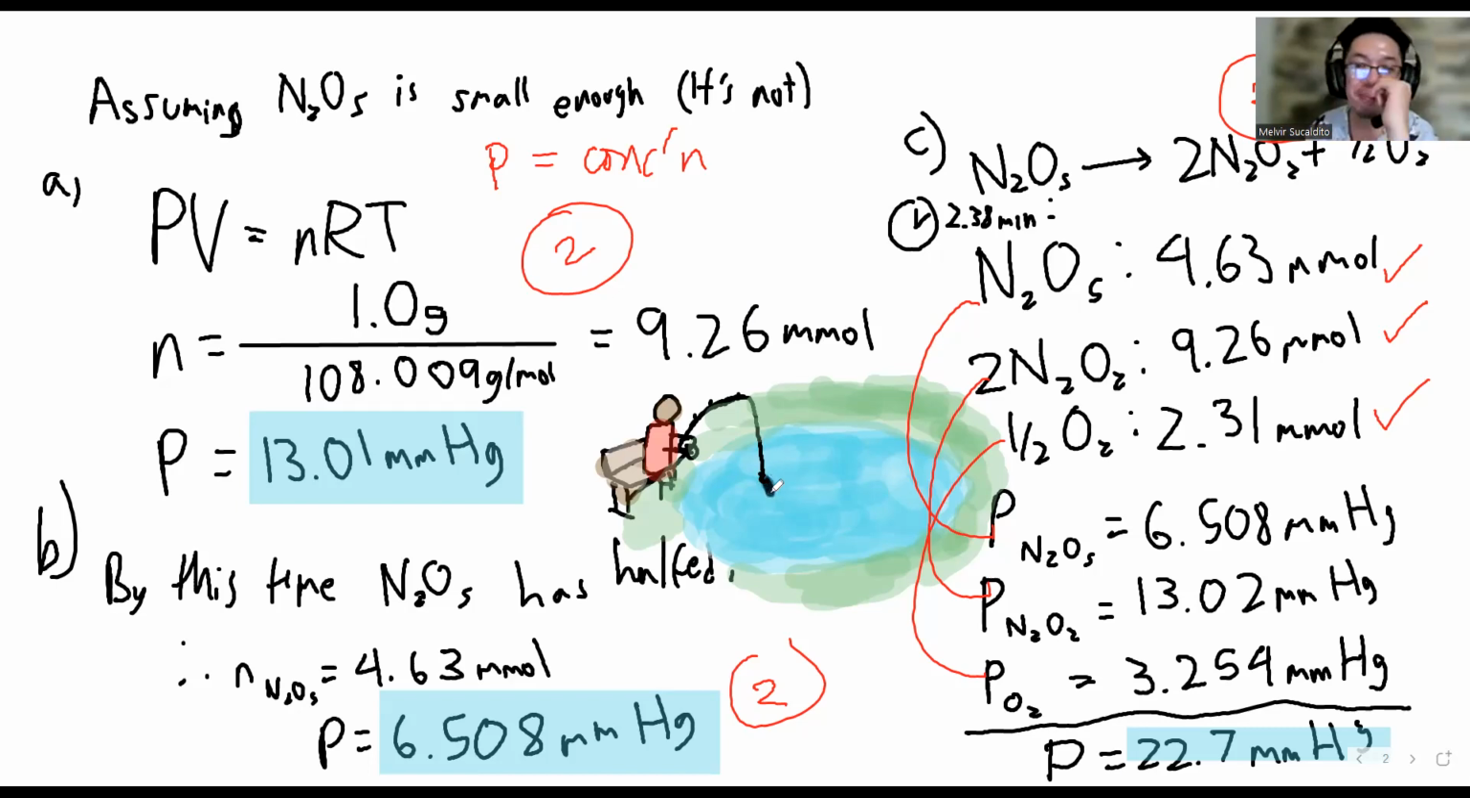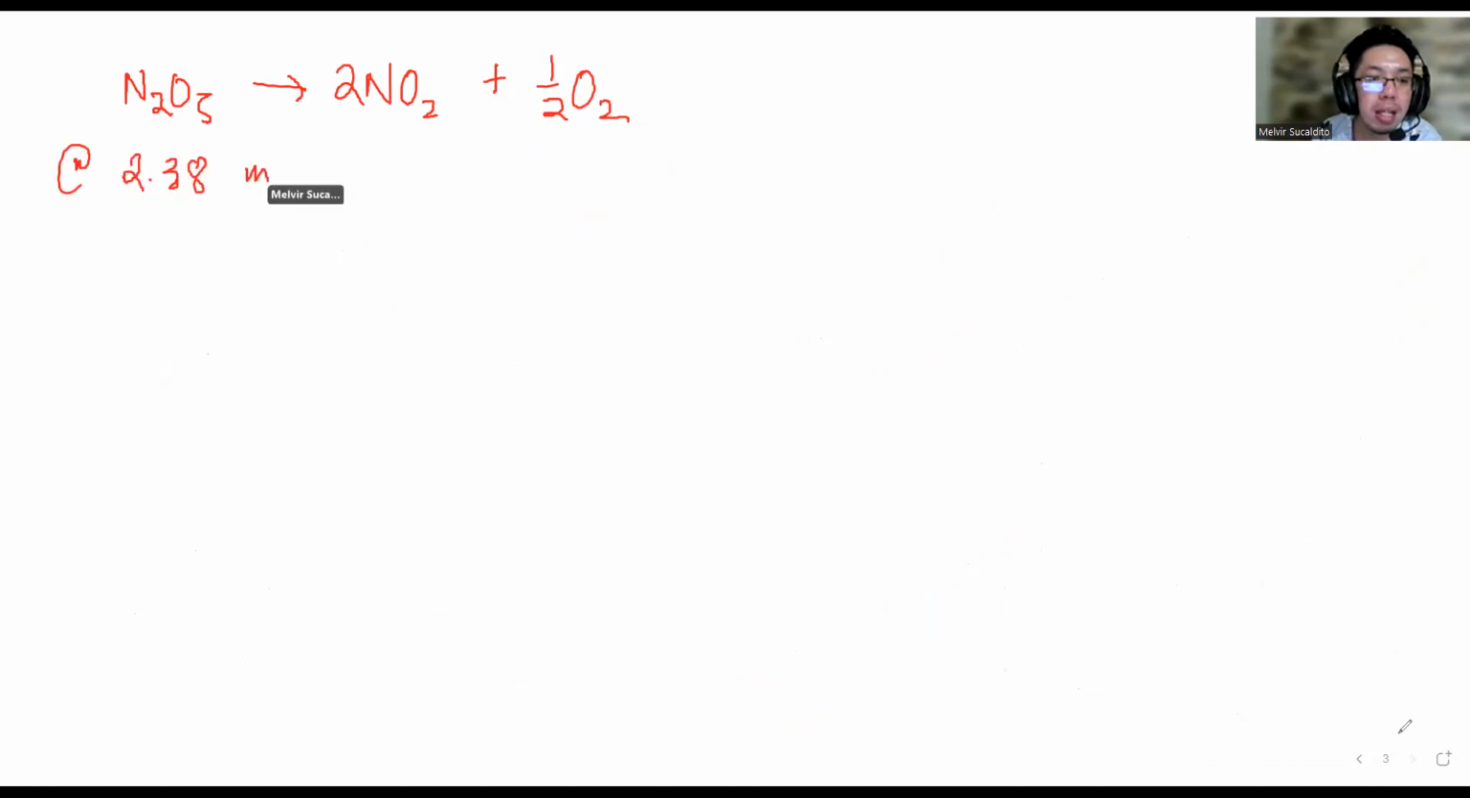Next mo, Josh. Next page po. Ayan, N2O5, tapos naging 2NO2, right? Plus 1/2 O2, Josh. Correct? Tapos, at 2.38 minutes, ilan yung ano mo?